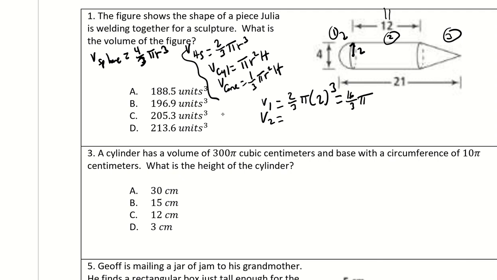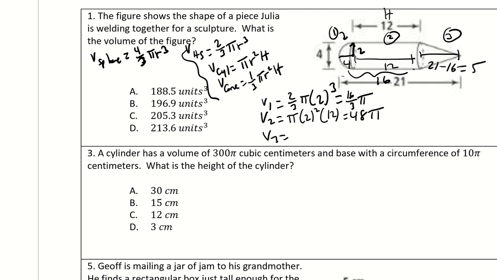The height of the cylinder is 12, and the radius of the cylinder is 2. So pi r squared h, that's 4 times 12 is 48. So it's 48 pi. And then volume 3 is the cone. Now the height of the cone, remember the whole thing is 21. We have to be careful. This is 12, so that's 16. From here to here is 16, and that means from there to there is 21 minus 16, which is 5. So the height is actually 5 for the cone.